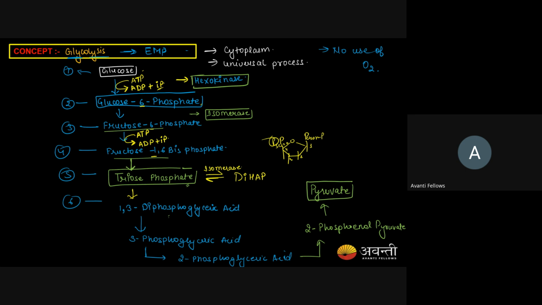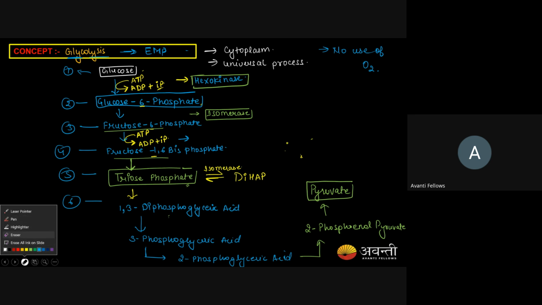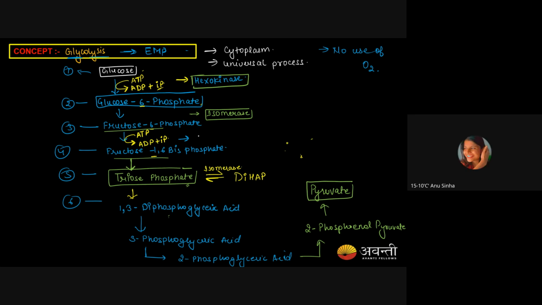Again, we are breaking down an ATP. So the enzyme name is, this is again very important. In NEET, this question has also come many times. Are you making this table in your notes? Yes, miss. So the enzyme name is phosphofructokinase. We will remember these three enzymes. The first one is hexokinase, second is isomerase, and the third is phosphofructokinase.